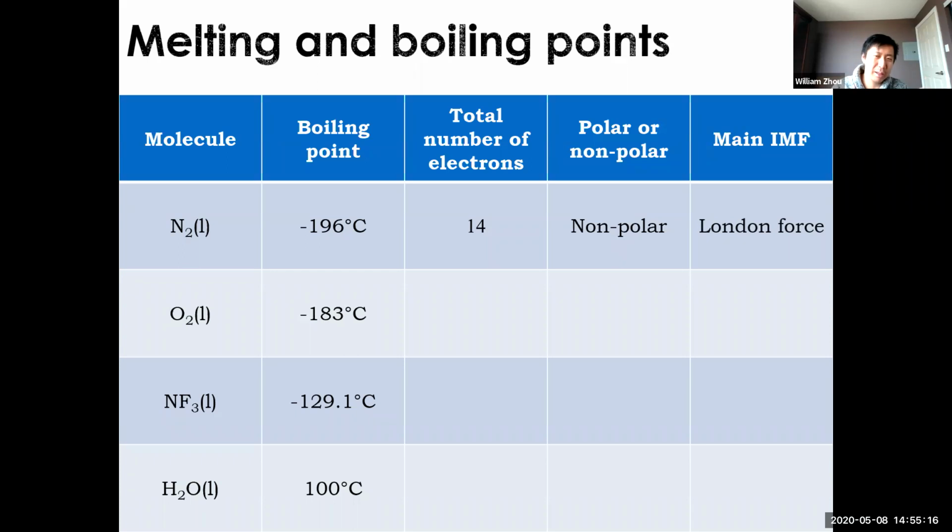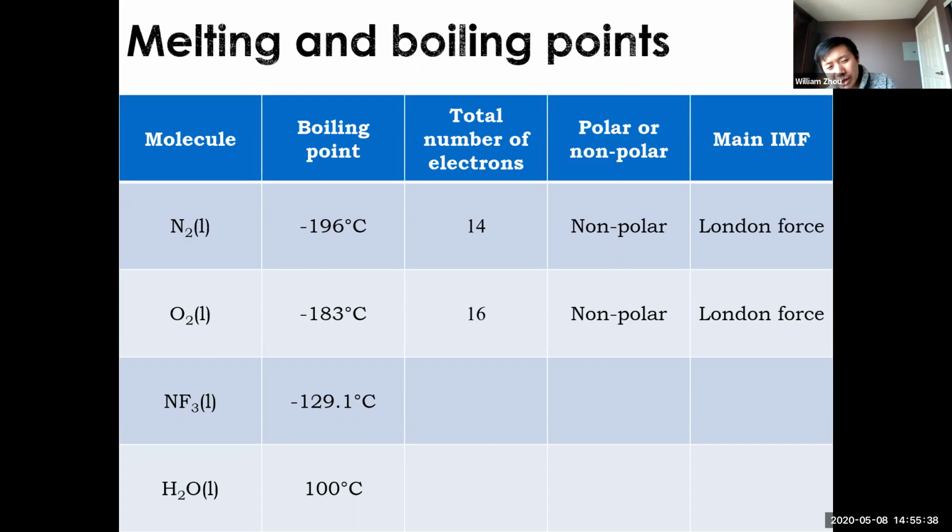Now, count the electrons for oxygen. Atomic number is 8, so you have 8 electrons per oxygen, so 16. Again, you're an element, so you must be non-polar. So the only intermolecular force you have is London force. So they're exactly identical in their intermolecular forces, but oxygen has a higher boiling point.